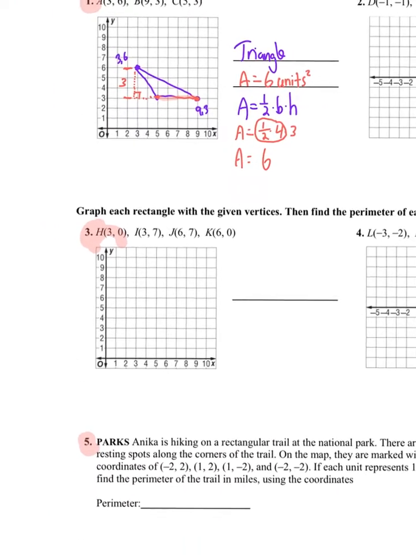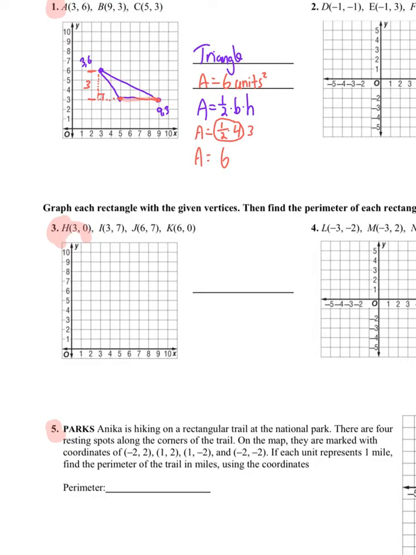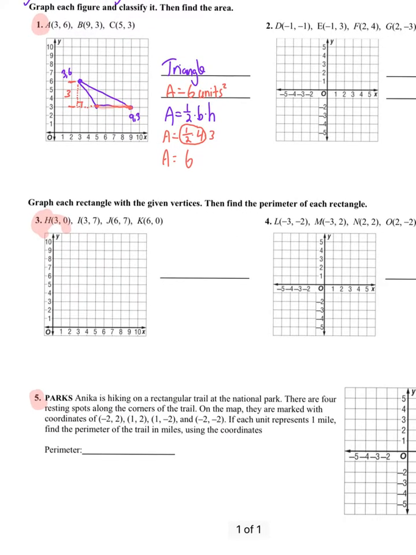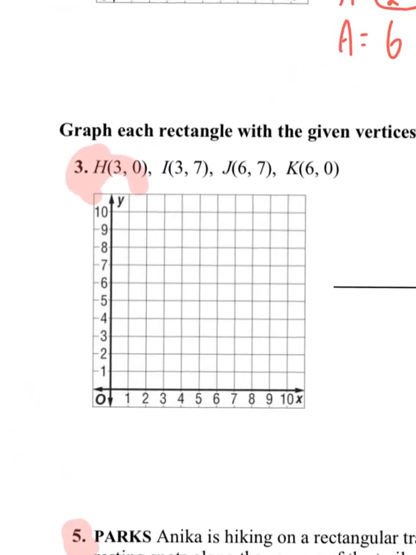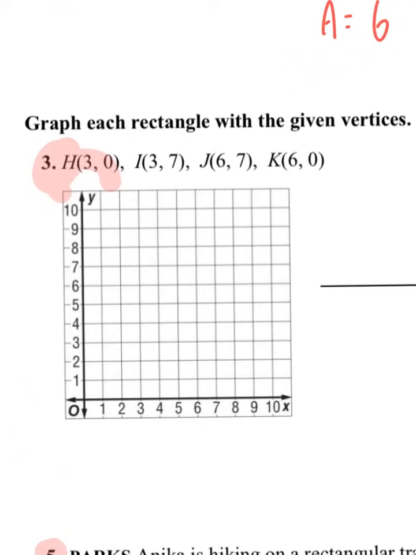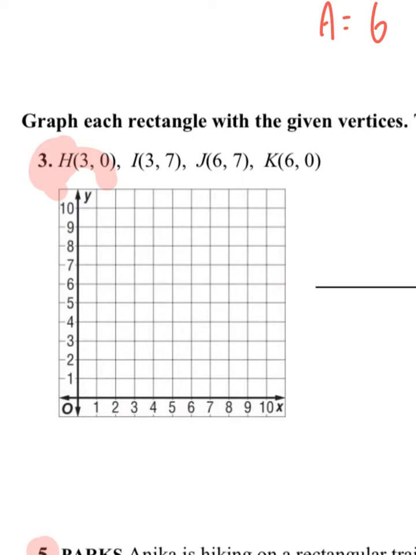Now in 3, the directions say to graph each rectangle with the given vertices. So we know it's a rectangle. Then find the perimeter. Let me make sure I can read all the directions. Find the perimeter of each rectangle. So we need to graph this and find the perimeter. All right, so let's start out here. I'm going to graph a point at 3, 0. So that means you go over 3, up 0. So put a dot right there. That will be point H.